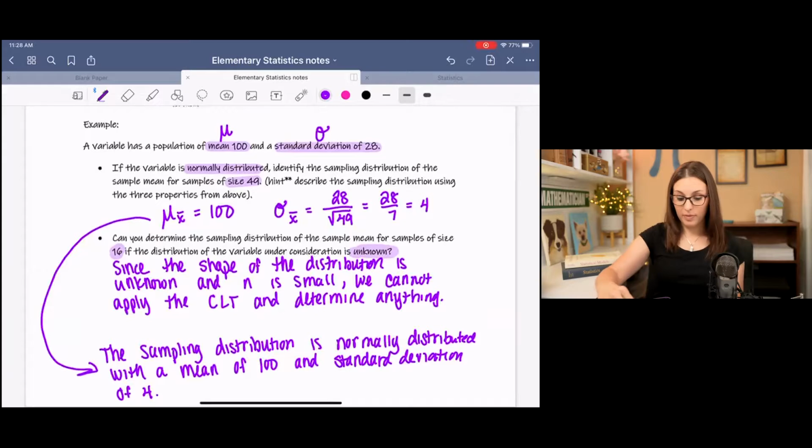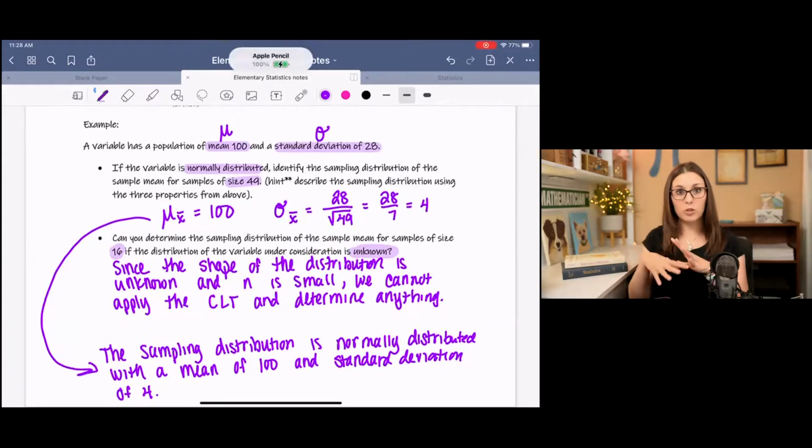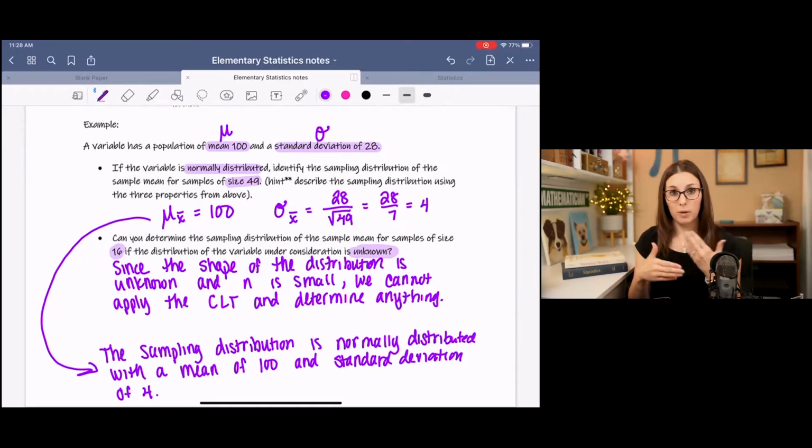So those are some big ideas from the sampling distribution and the central limit theorem. Just make sure that you read back over those technical conditions and make sure that those things are met before you apply it. But that is all I have for this lesson.